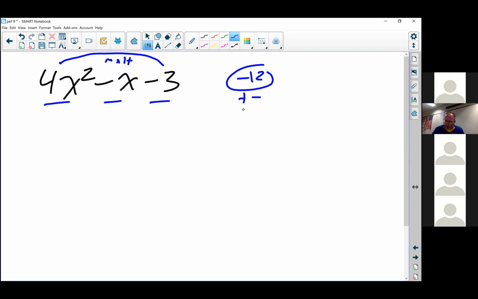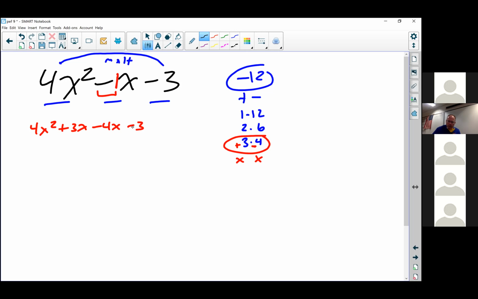So the factors of 12 are 1 times 12, 2 times 6, and 3 times 4. We're going to say, okay, I need to get to negative 1. So that means I'm going to have a negative 4 and a positive 3. If I add negative 4 and positive 3 together, I get negative 1. So those are my terms. I need to remember to put an x with both of those. So I'm going to get 4x squared plus 3x minus 4x minus 3.